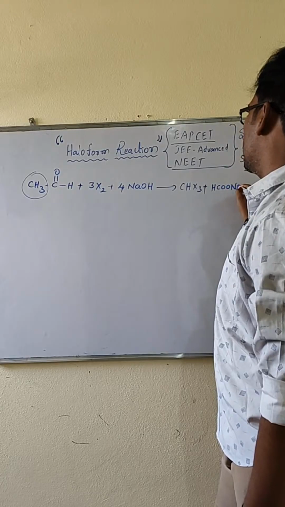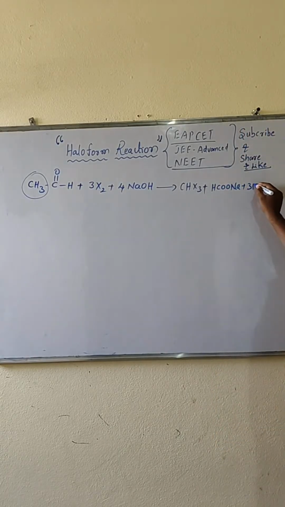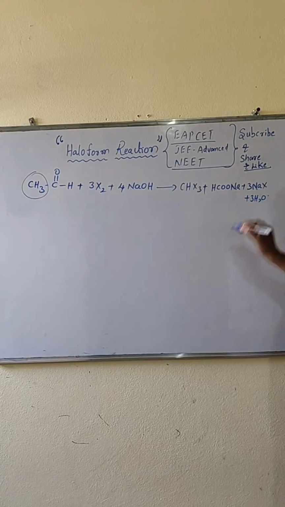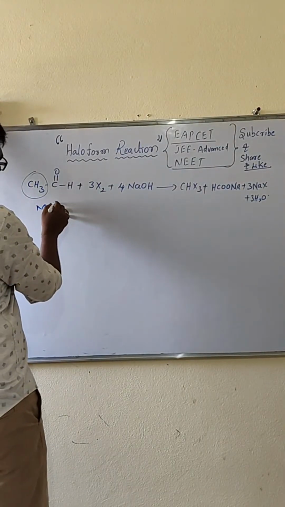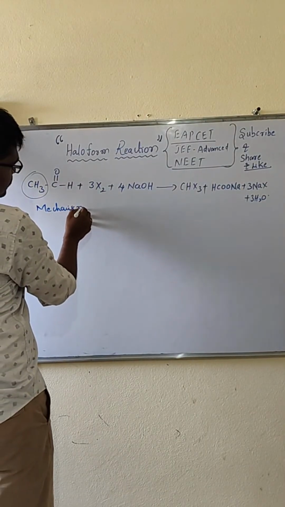HCOONa, the sodium salt of carboxylic acid, plus 3 moles of NaX, plus 3 moles of H2O will be formed like this. See, look at the mechanism now. So how does the mechanism of this reaction take place?